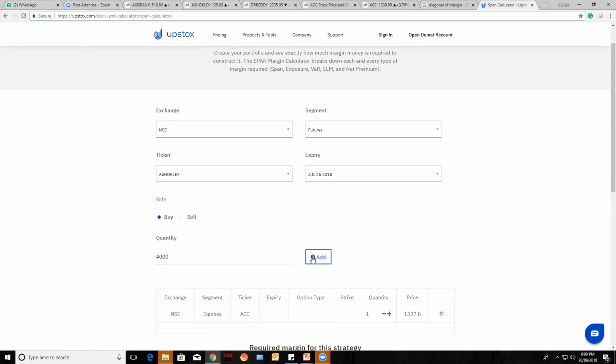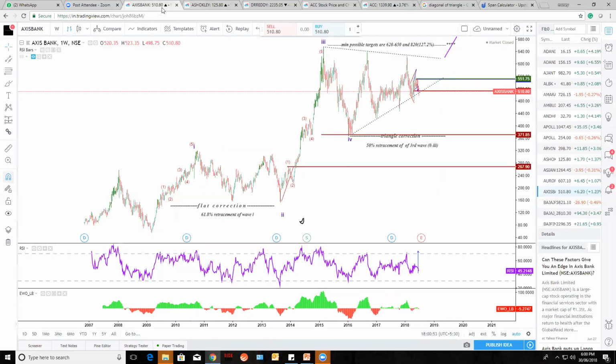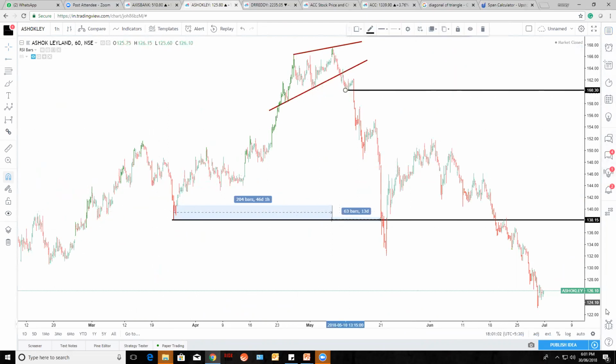So this is the Ashok Leyland. And 4,000 is the lot size. And how many points you would have covered? At least, if you know the ending diagonal after this breakout from 160 level to 130, it's a straight line fall. There is one small consolidation and again a fall. Means at least 160 to 140 are 20 points. Right? You no need to trade daily.